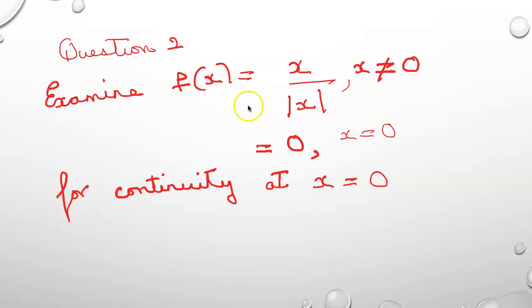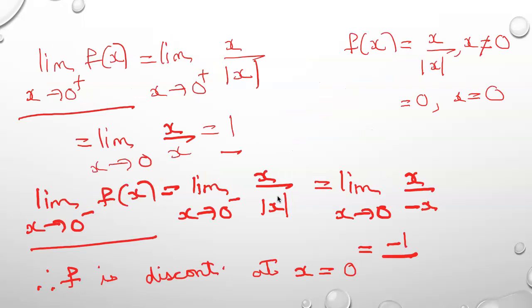Question 2. Examine f(x) equal to x by mod x when x not equal to 0, and 0 for x equal to 0, for continuity at x equal to 0. So the limit as x tends to 0 to the right of f(x) will be the limit as x tends to 0 to the right of x by mod x. And mod x is x if x is greater than 0. So 0 to the right means mod x is x.